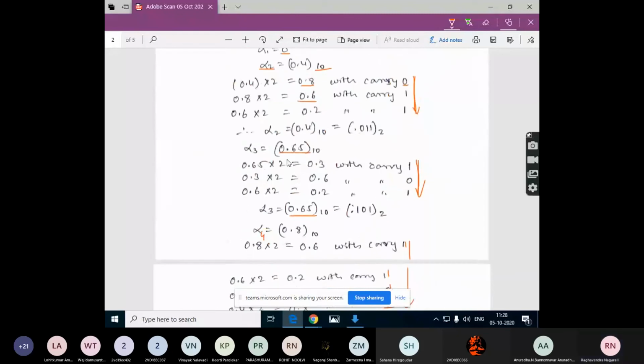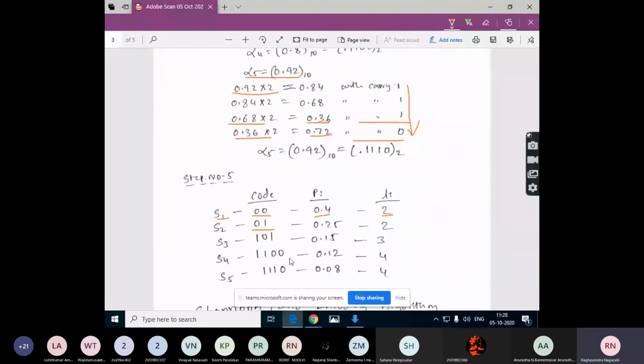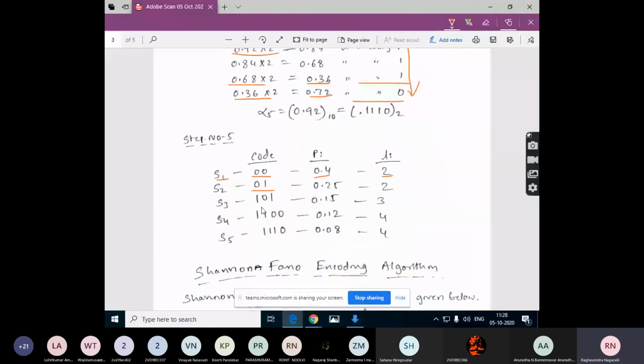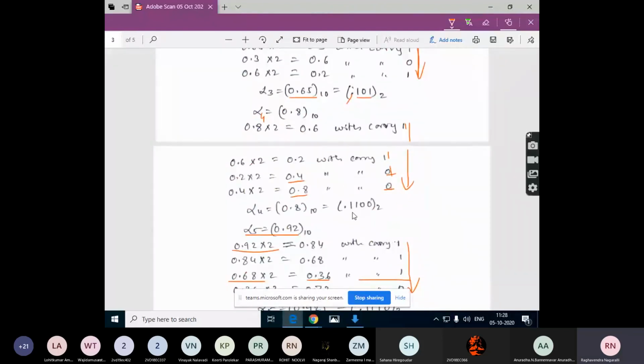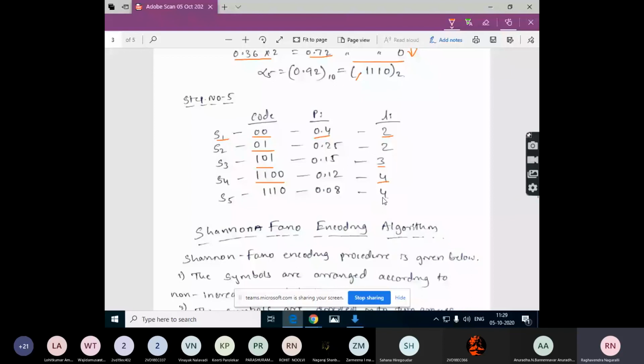For S2, it is alpha 2. Alpha 2, we have expanded as 0, removing the decimal point and taking the code up to LI places. L2 is 2, so 01 is the code. For S3, for alpha 3, remove the decimal point, and for LI places, L3 is equal to 3, so it is 101, because it is 3. Next one is for 4 places. Alpha 4, remove the decimal point and 4 places, 1100.